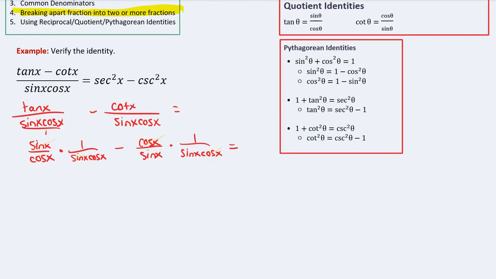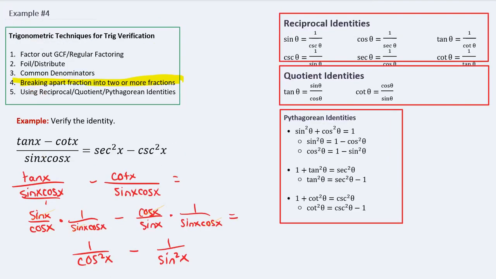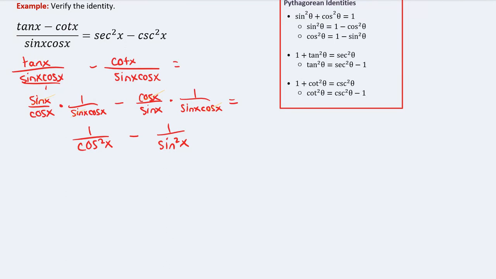So that means we're left with 1 over cosine squared and 1 over sine squared. Well, according to our reciprocal identities, 1 over cosine is secant, so secant squared. And 1 over sine squared, the reciprocal of sine squared is cosecant squared, which is what we wanted. Okay.